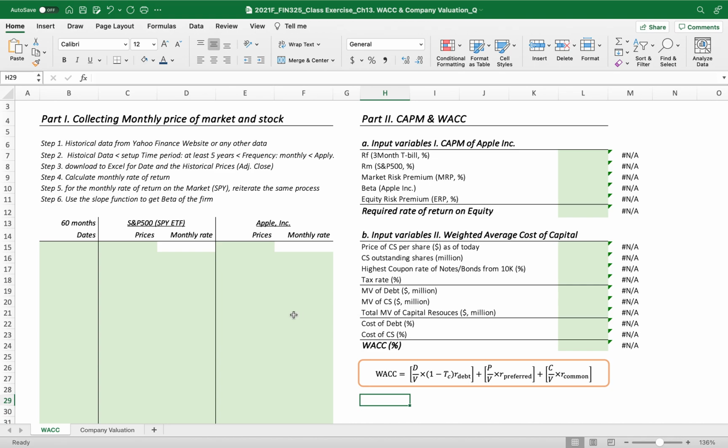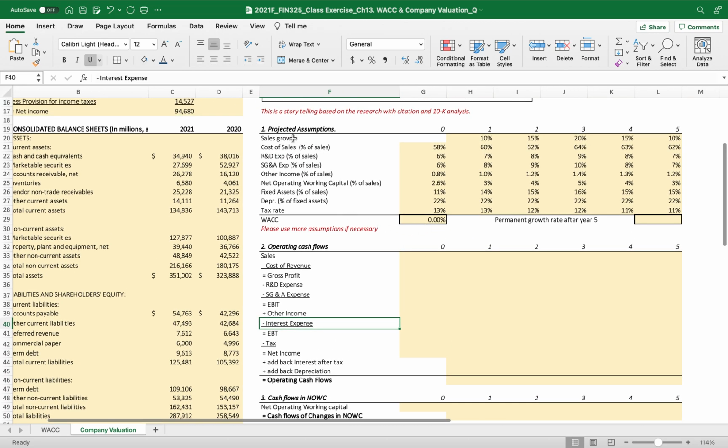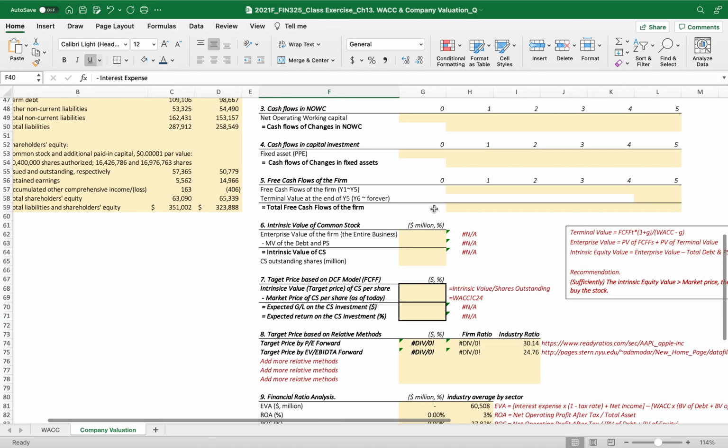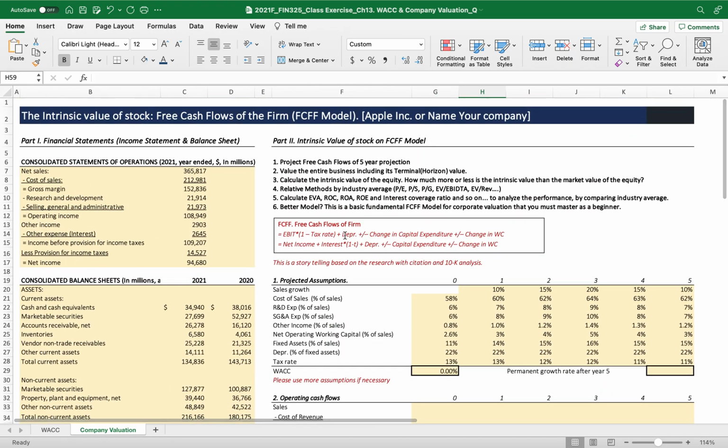Hello students, this video clip will be covering how to calculate weighted average cost of capital. We are going to use this weighted average cost of capital in the projected assumption part, which will discount all the free cash flows in a corporate valuation using the free cash flow of the firm (FCFF) model here.